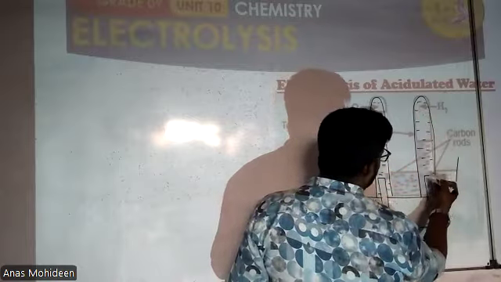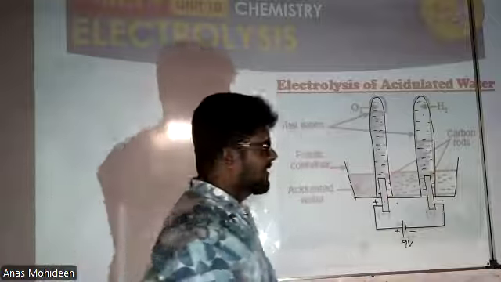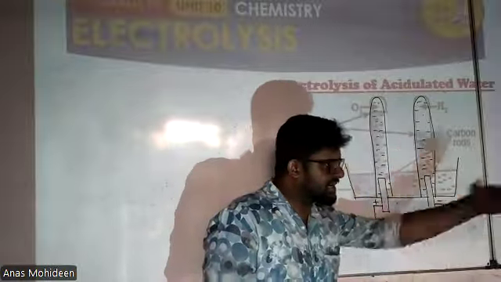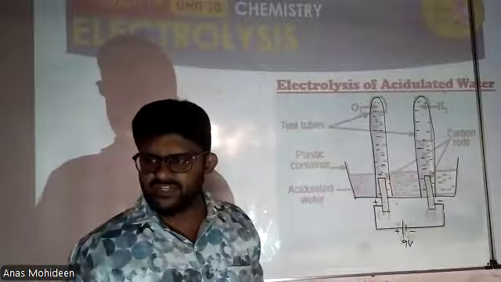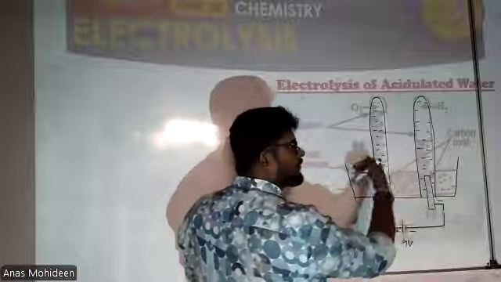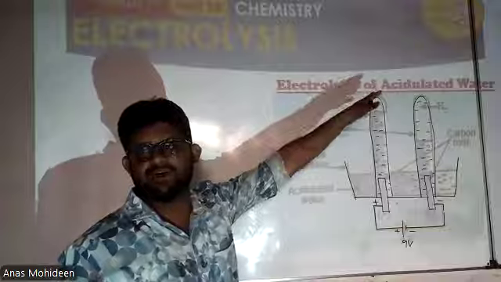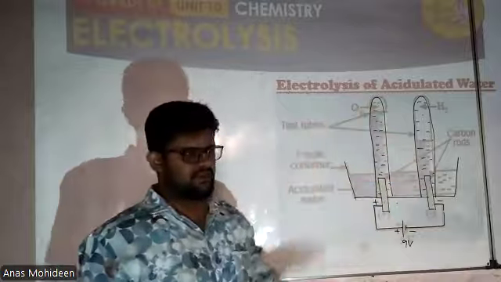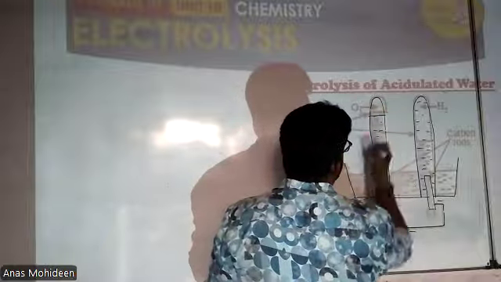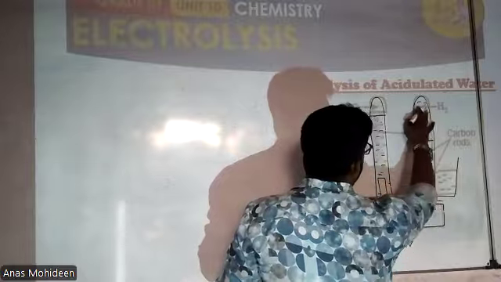What can I observe once the current is allowed to pass? Electrolysis means electric energy is getting converted to chemical energy. A chemical change will be given, right? What is the chemical change? I can observe gases evolving from both the electrodes. Closer to the positive electrode there is a gas evolving, and at the negative electrode also there is a gas evolving. The gas is collected somewhere closer to this level here, and here as well.